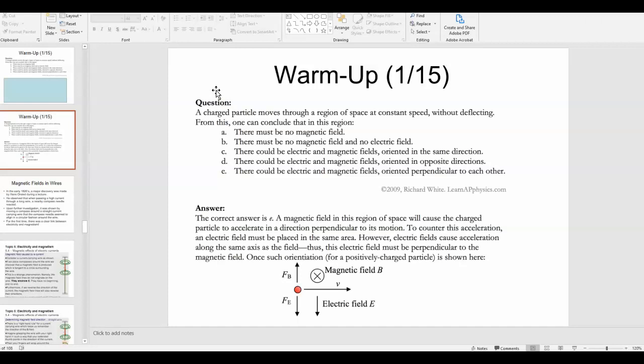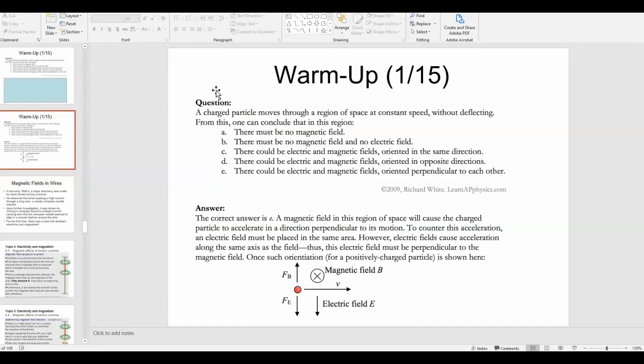B is out. There must be no magnetic field and no electric field. Now, it is true that if there was no magnetic field and no electric field, then this situation could definitely happen. But just because we see it happening doesn't necessarily mean that that is the only possibility. And so B is not the correct answer, not because it's not true. It is a possible situation, but it doesn't have to be like that.